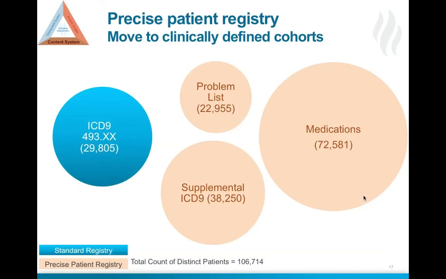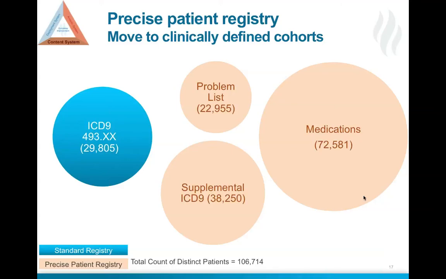We were working with a children's hospital and focused on improving care for asthma, the asthma population. And so we started with an ICD-9 code for asthma, 493 whatever, and we found that there were about 29,000 patients. But then as we worked to get a more precise registry, we found additional patients that should be in the cohort that we're thinking about improving care for.